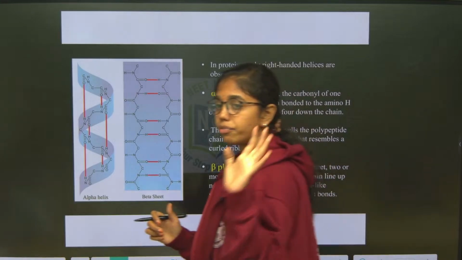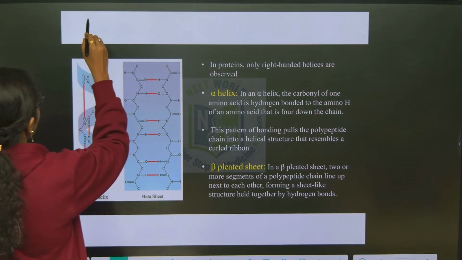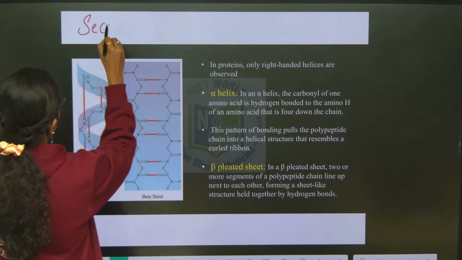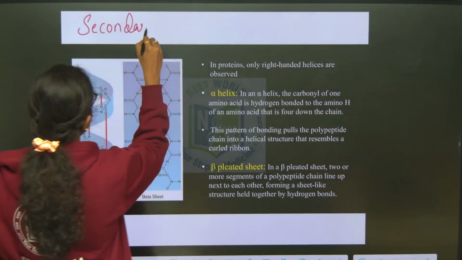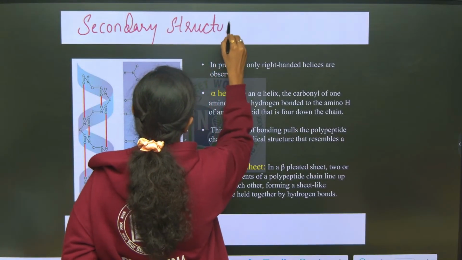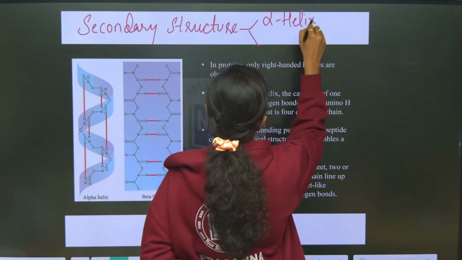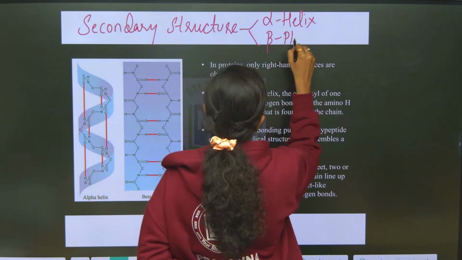Secondary structure: we have two types of secondary structures. Those include alpha helix and beta pleated sheets.